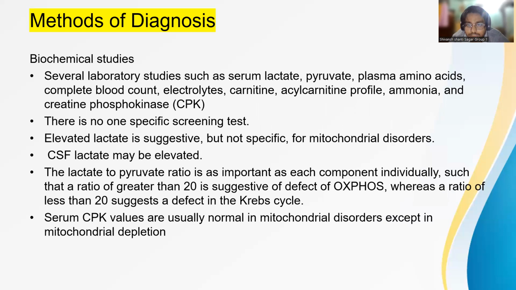We have biochemical studies. Several laboratory studies may include serum lactate, pyruvate, plasma amino acids, CBC, electrolytes, creatine phosphokinase, and so on. There is no specific screening test, so we need to conduct all of them. Elevated lactate is suggestive but not specific. CSF lactate may be elevated in these cases. The lactate to pyruvate ratio is as important as each component individually. A ratio of greater than 20 is suggestive of a defect of oxidative phosphorylation, whereas a ratio of less than 20 suggests a defect of the Krebs cycle. Serum creatine phosphokinase values are usually normal for mitochondrial disorder, except in mitochondrial depletion.